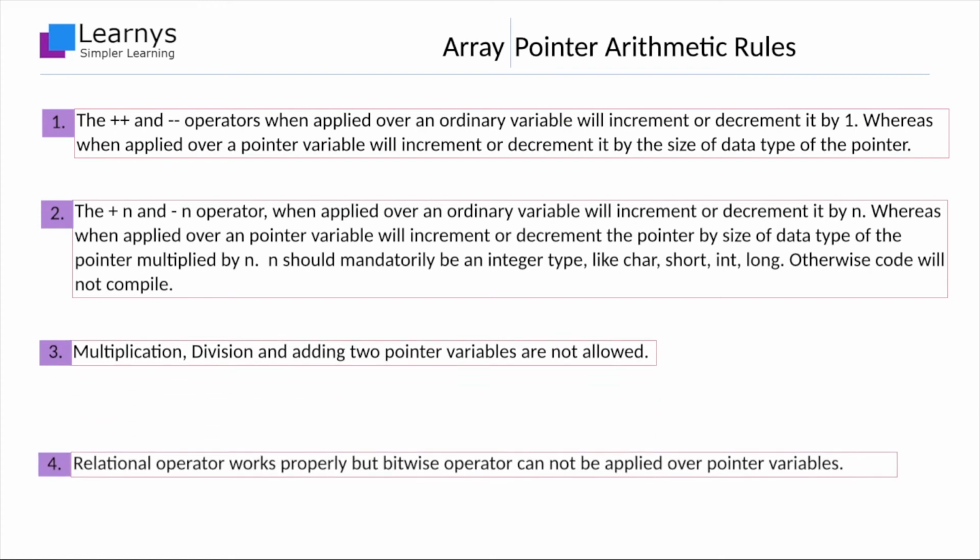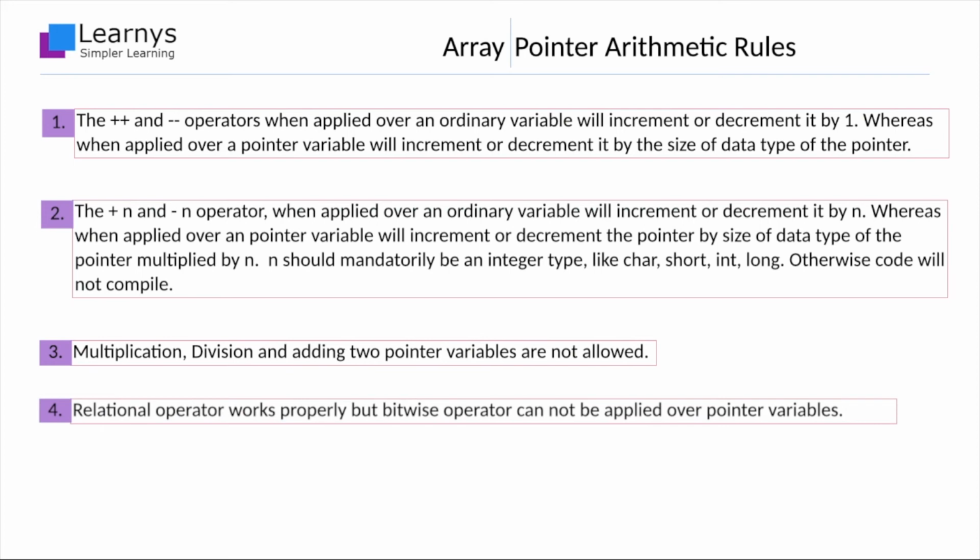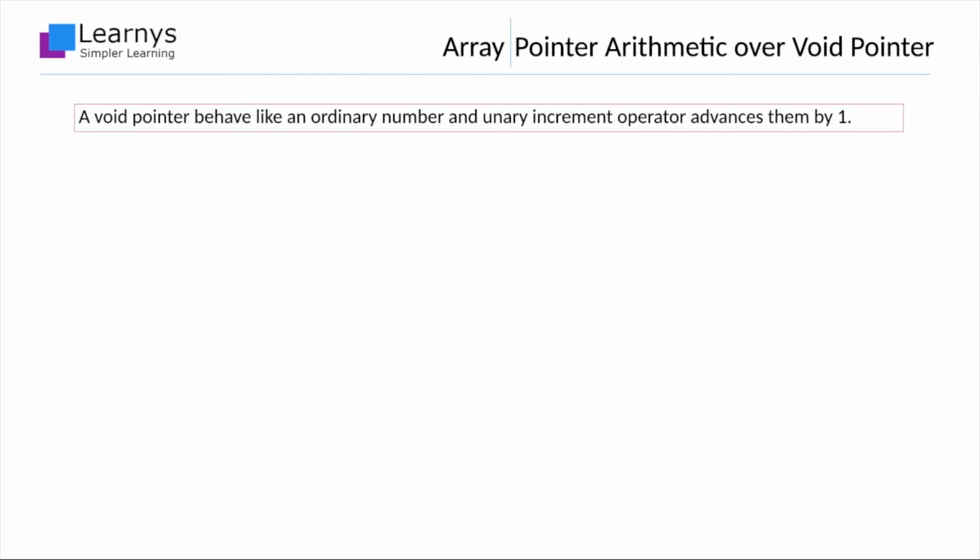Last rule is that all the relational operators work perfectly with pointers. Their usage depends upon the context. Some examples will be covered in our next video, which deals with problems related to arrays. Bitwise operators cannot be applied over pointer data types, though they work with integer data types. Pointer arithmetic is applicable over void pointers too.